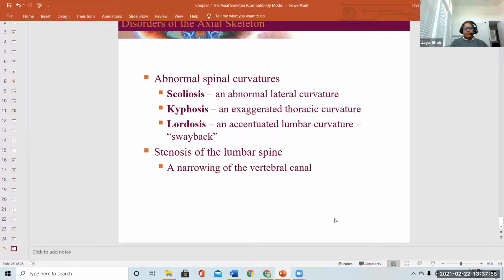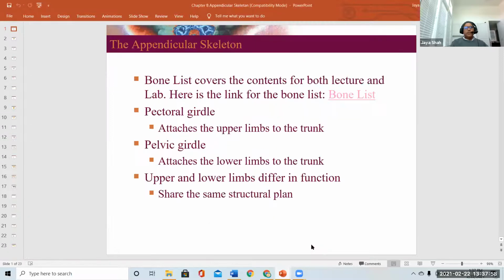Let's go to the appendicular skeleton. You have the bone list here again, and we're going to talk about the appendicular skeleton a little bit faster. The appendicular skeleton includes the pectoral girdle and pelvic girdle. Pectoral girdle attaches the upper limbs to the trunk, and pelvic girdle attaches the lower limbs to the trunk. Upper and lower limbs differ in function and share the same structural plan. Upper limbs function in manipulation with less power, but lower limbs are very powerful.